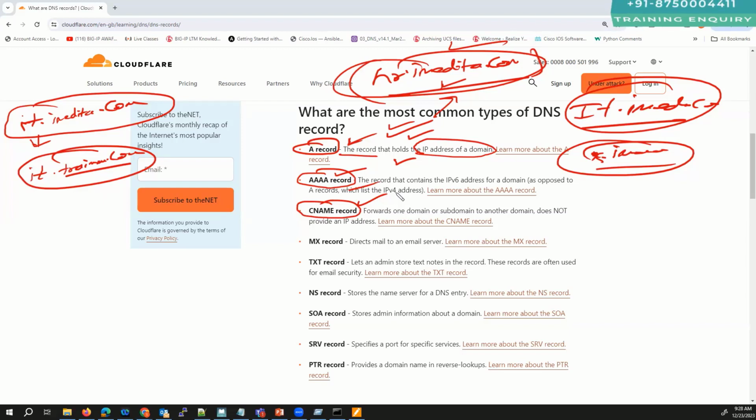So CNAME is nothing but the canonical name. It's just to forward one domain or subdomain to another one. The MX record is for email servers. Remember, MX records will be created only if you have email servers. So if you have internal email servers, then you would be creating the MX records for them.